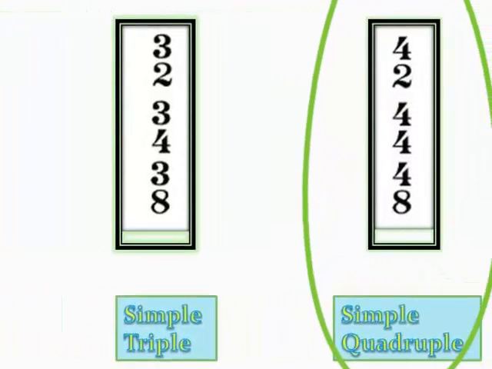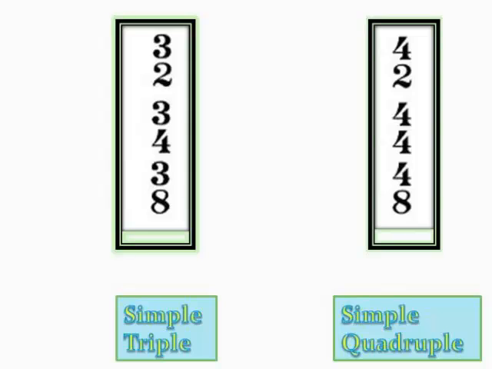In simple quadruple time, we always have a 4 at the top and, like simple triple and simple duple time, the bottom number gives us the type of note that gets 1 beat.